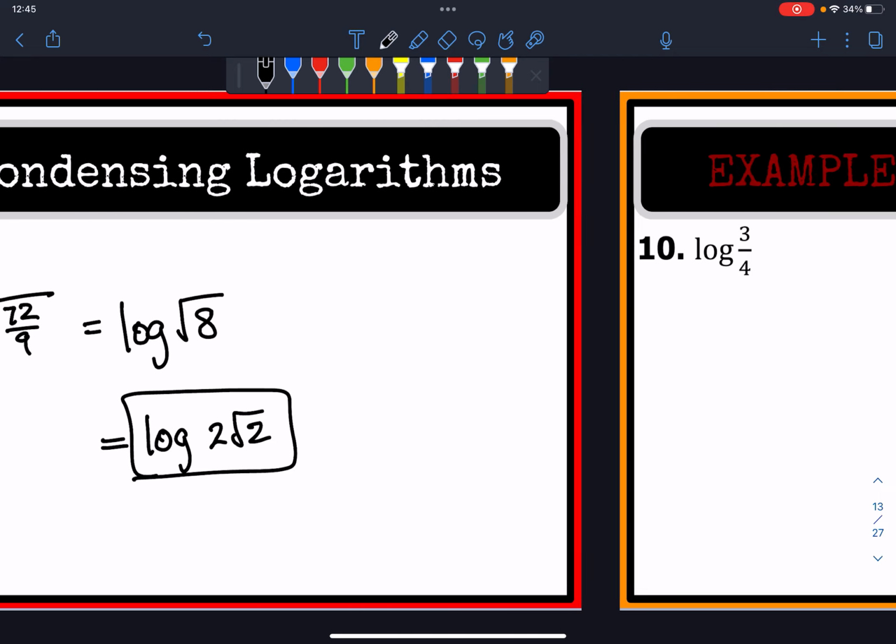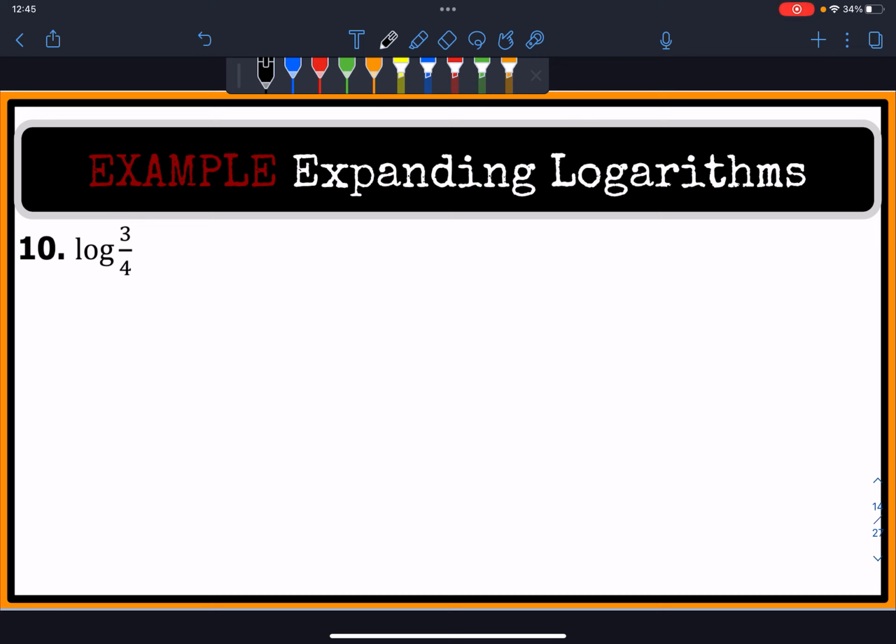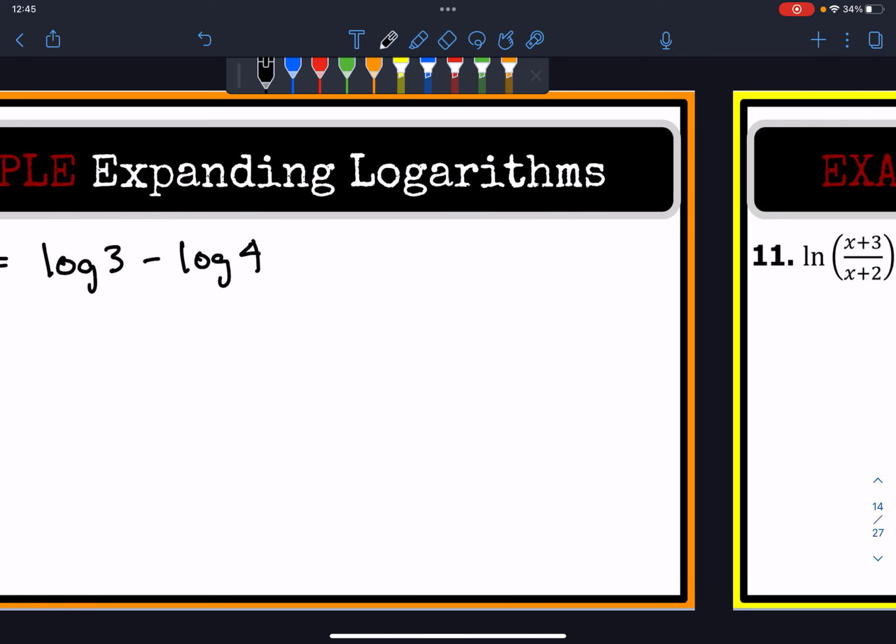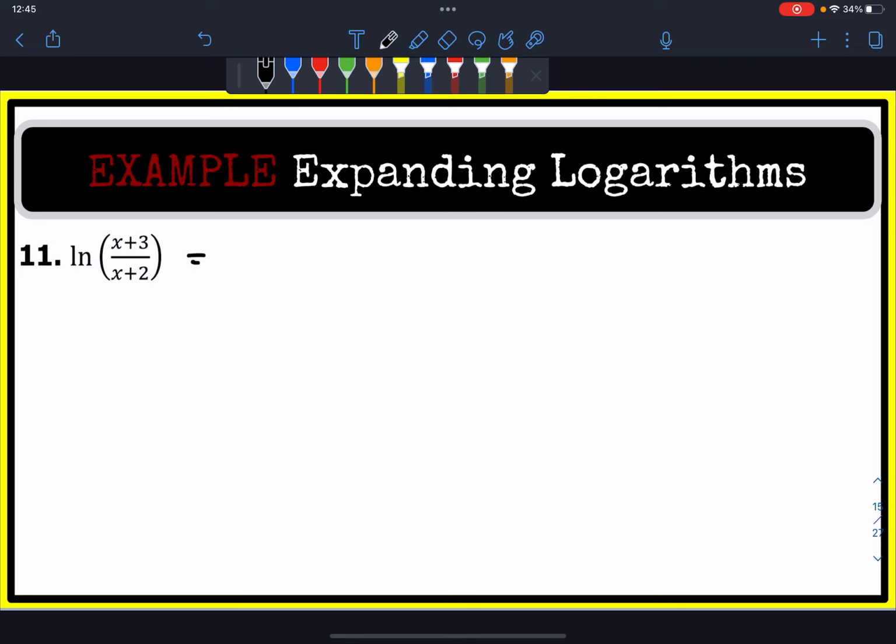Now going in the opposite direction, to expand this is easier to see because we can clearly see that we're dividing 3 by 4. So dividing 3 by 4 expands this to the log of 3 minus the log of 4. So this would be the expanded form. And it's easy to tell expanded from condensed, because expanded means you have more logs, and in condensed form you have one log. So the expanded form of this is the natural log of x plus 3 minus the natural log of x plus 2.